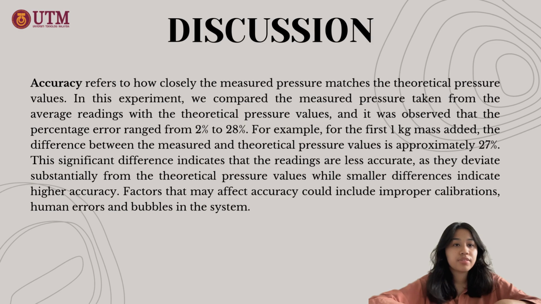For example, for the first 1 kg mass added, the difference between the measured and theoretical pressure value is approximately 27%. This difference indicates that the readings are less accurate because they deviate substantially from the theoretical pressure value, while smaller differences indicate higher accuracy. Factors that may affect accuracy could include improper calibration, human error, and the presence of bubbles in the system.